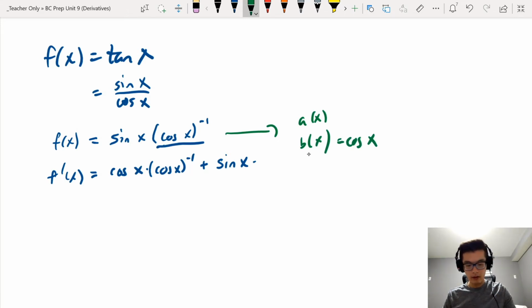so we're going to call that b of x. And it seems like whatever raised to the negative 1 is the outside function, so we'll call that x to the negative 1. So that means a prime of x is equal to, let's see, that's going to be negative 1 over x squared.